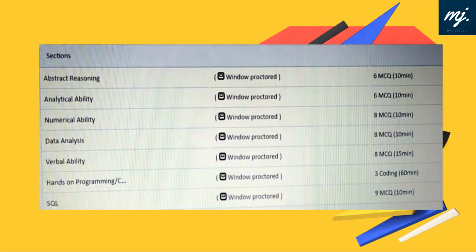As far as their recruitment process is concerned, the aptitude test is divided into 7 sections, starting with abstract reasoning. 6 MCQs need to be answered in 10 minutes. Then analytical ability in 10 minutes, and numerical ability in 10 minutes. Data analysis is actually DI, where they ask you 8 questions. I'm producing one session on this data analysis DI, which was asked in the Bitwise Global examination. Then verbal ability, then hands-on programming, 3 coding questions to be done in 60 minutes, and SQL, 9 MCQs to be answered in 10 minutes.